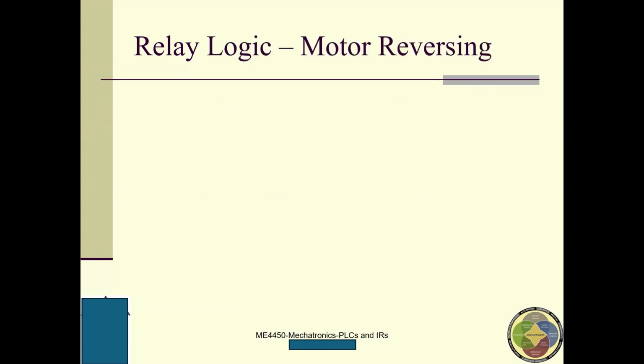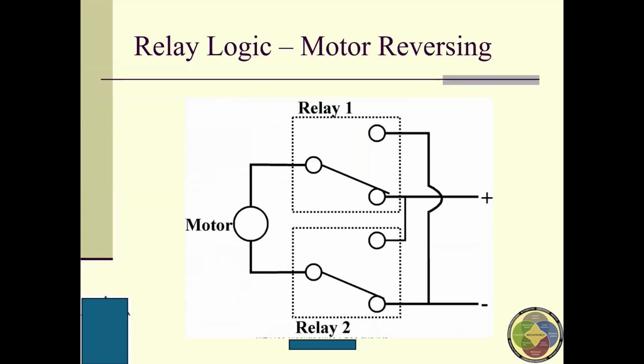Why it goes twice? I don't know. So here is the relay logic, motor reverse. This motor reverse shows a simple application of how we control it. Now, at the very beginning, I suppose we have this configuration. This is the cathode and this is the anode, so the current goes this way. For this motor, the current is going from the top to the bottom, right?